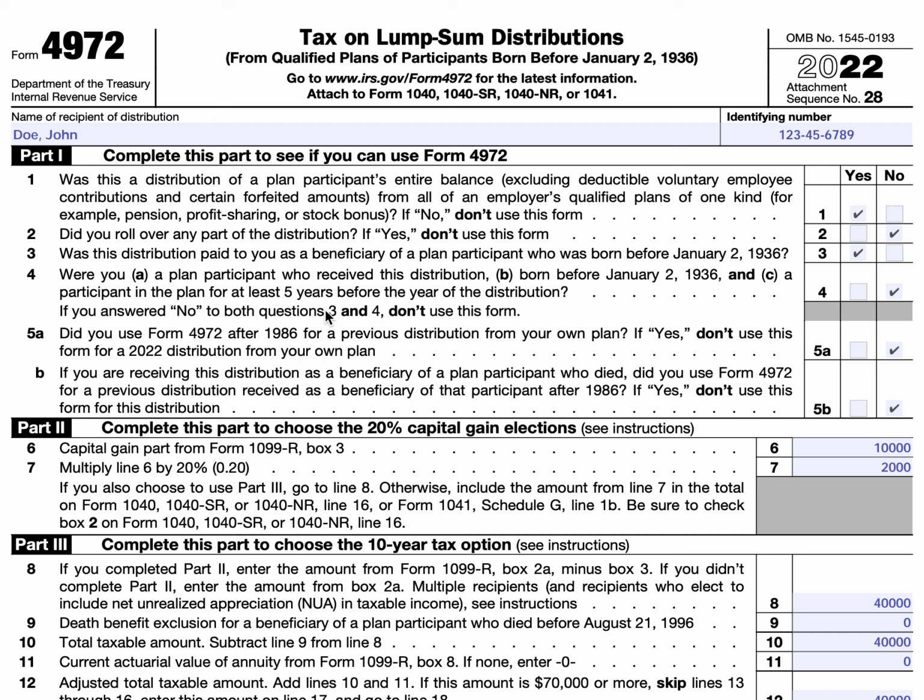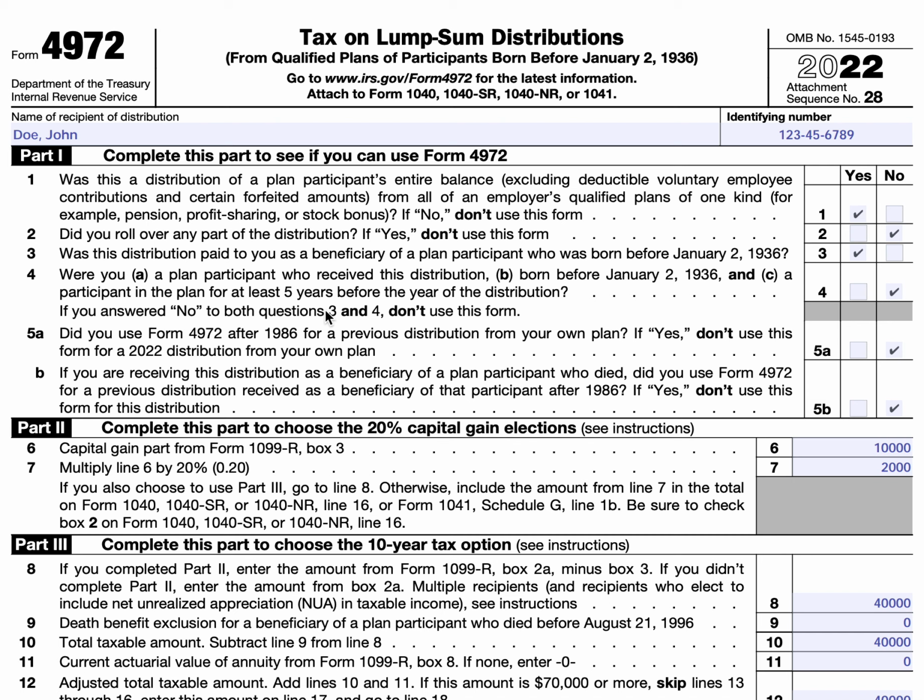So if you go to the form instructions on the IRS website, there's a little bit more information on all of this, but basically you're going to complete the top of the form just to make sure that you're eligible to use it. And then you're going to complete part two only if you plan to choose the 20% capital gain election. And then you would use part three if you also want to use the 10-year tax option.